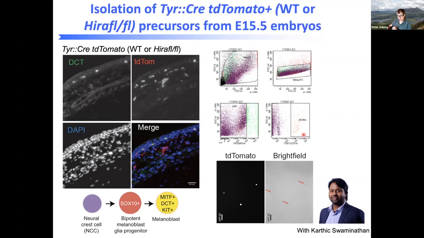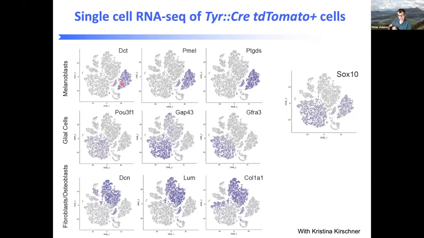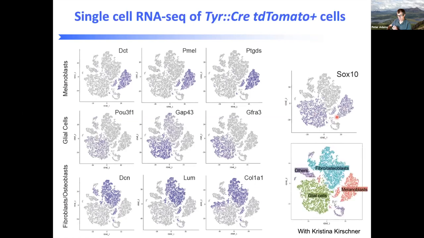So Farrow and Karthik really kind of teamed up together to develop this protocol to isolate these melanoblasts from the developing embryos. She then did single cell RNA sequencing on those and identified three different populations of cells, okay? The melanoblasts, staining with melanoblast-specific markers, the glial cell population that I mentioned earlier, and a little bit more surprisingly was a more mesenchymal type population indicated here. And you'll see that the melanoblasts and the glial cells, as I indicated earlier, both staining positive for SOX10. So three different populations of cells.